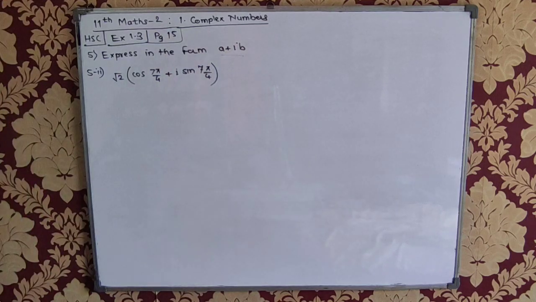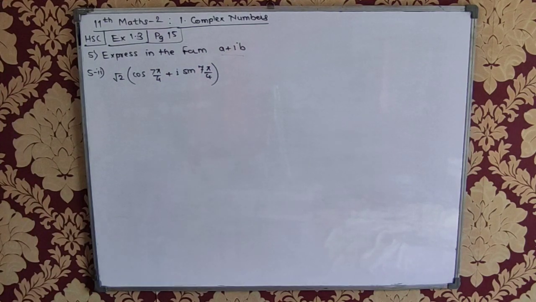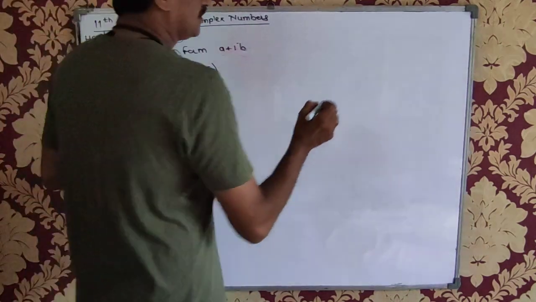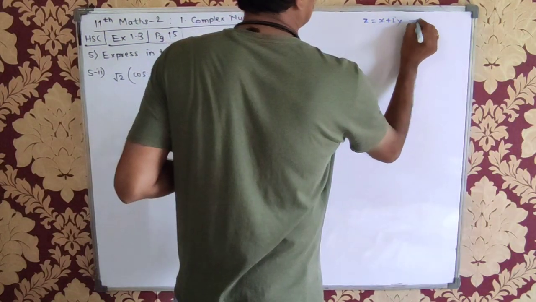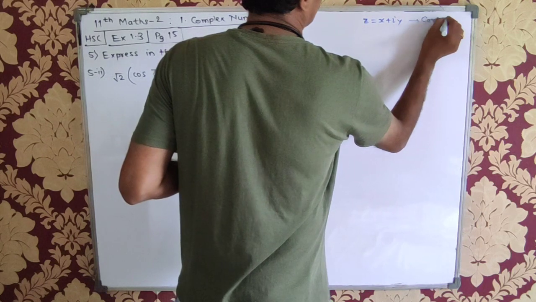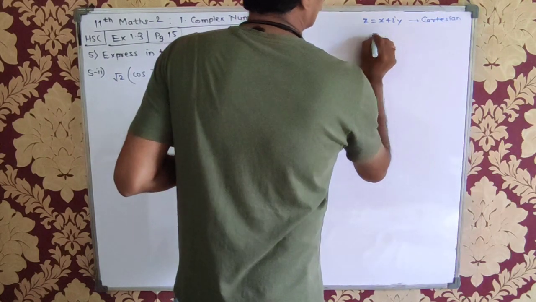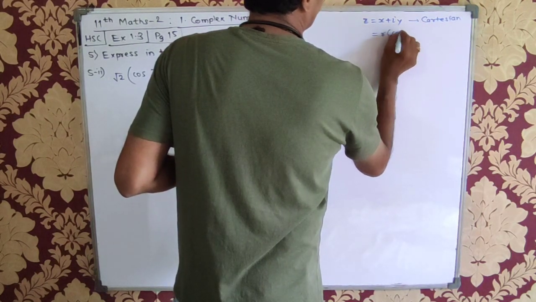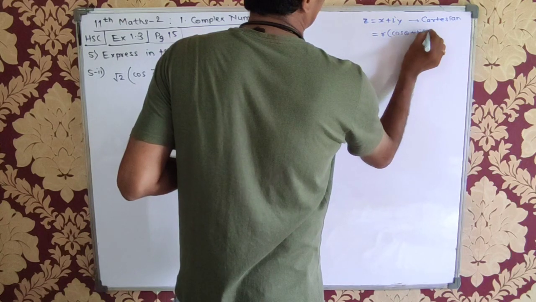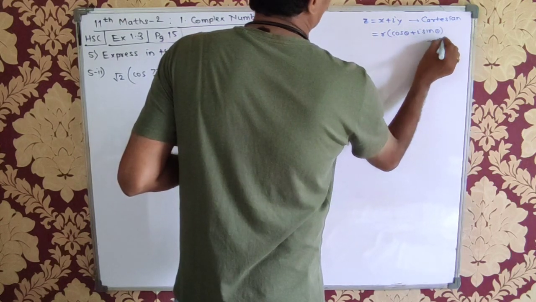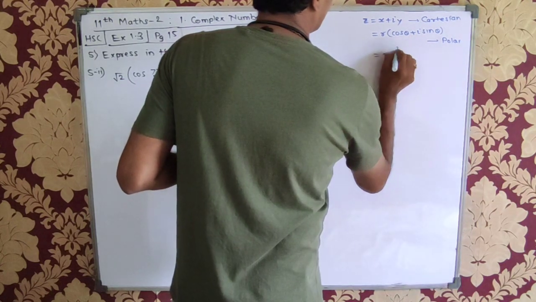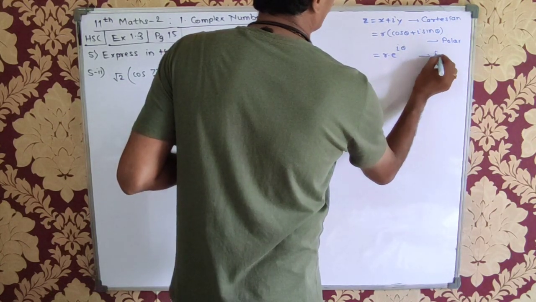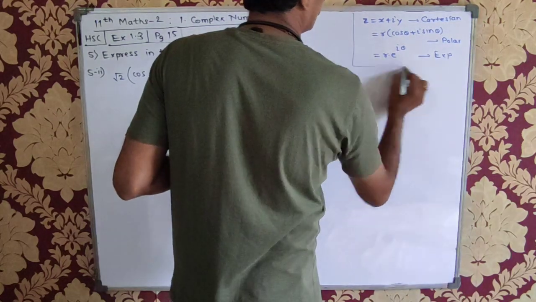Now we know very well that there are three forms of complex number. Z is equal to x plus iy is called the Cartesian form of complex number. Z is equal to r into cos theta plus i sin theta is called the polar form. And Z is equal to r into e raised to i theta is called the exponential form of complex number.